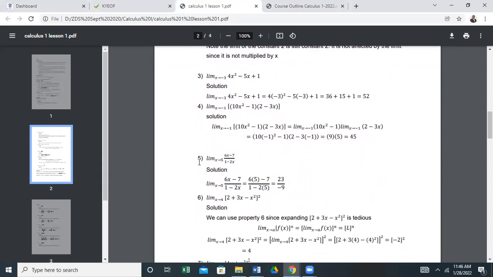So I'm looking for the limit of the function 6x minus 7 divided by 1 minus 2x. I again replace. So it will be 6 multiplied by 5, which is 30. 30 minus 7 is 23. I do the same for the denominator. 1 minus 2 of x, which is 5. So it is 1 minus 10, which gives me -9, right?